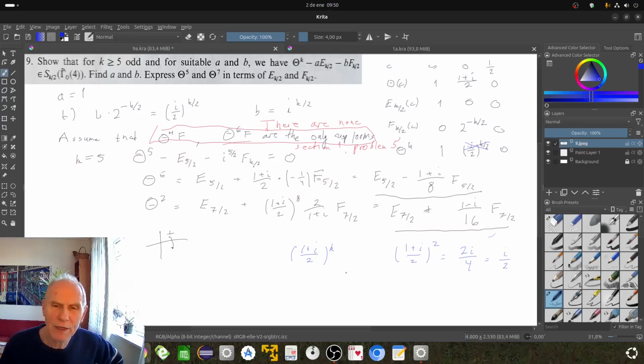And now if we write k as 2 lambda plus 1, then we get i halves to lambda times 1 plus i. Isn't that divided by 2? Yes, it is. Divided by 2 to the kth. This is 2 to lambda plus 1. So that was wrong.